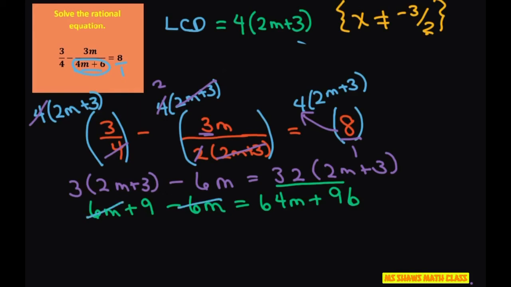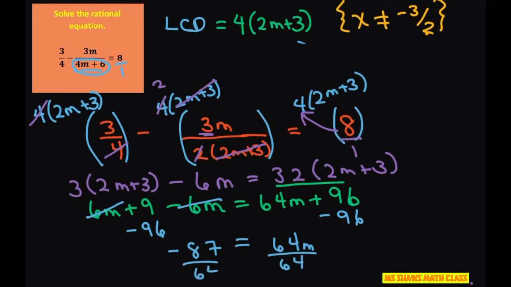All right. On this side, the m's cancel. That's nice. So let's just subtract 96 from both sides of the equation. So you're going to get 64m equals, and this is going to be negative 87. Divide both sides by 64. And that's going to give you m equals negative 87 divided by 64.